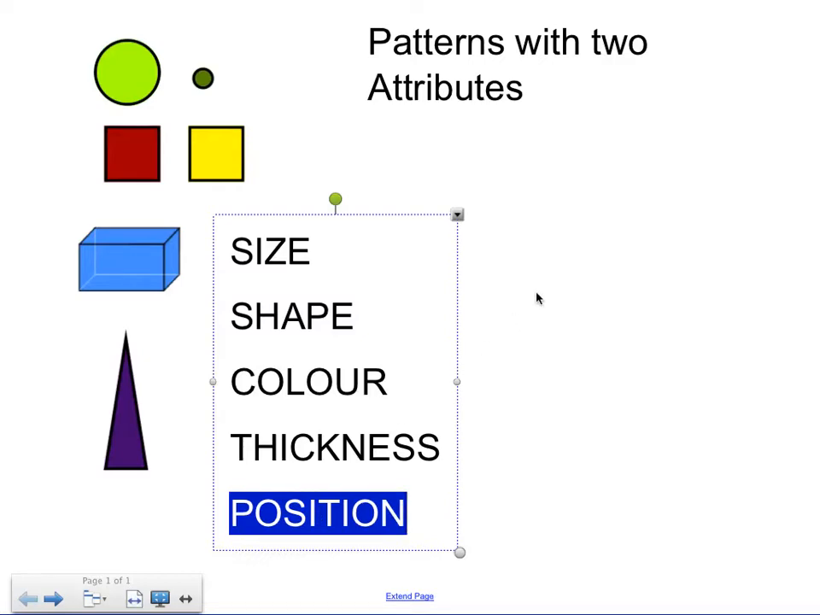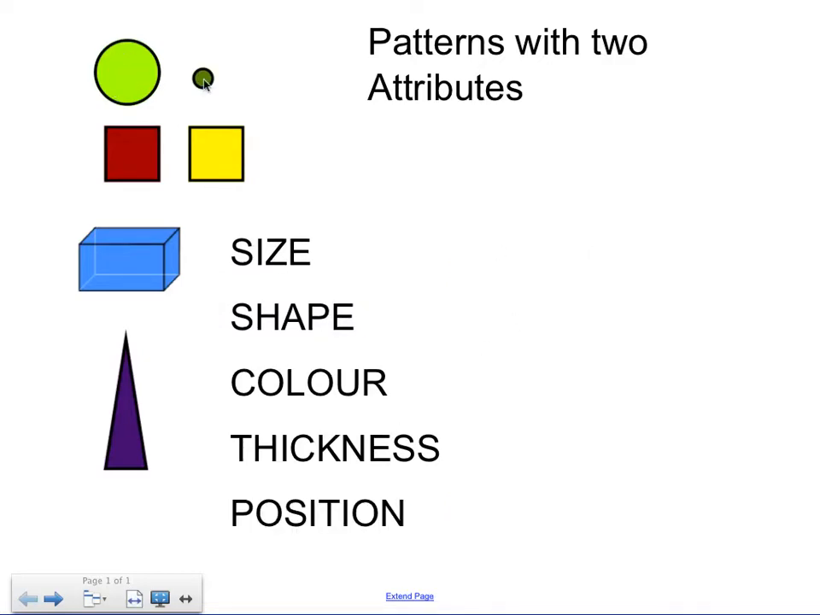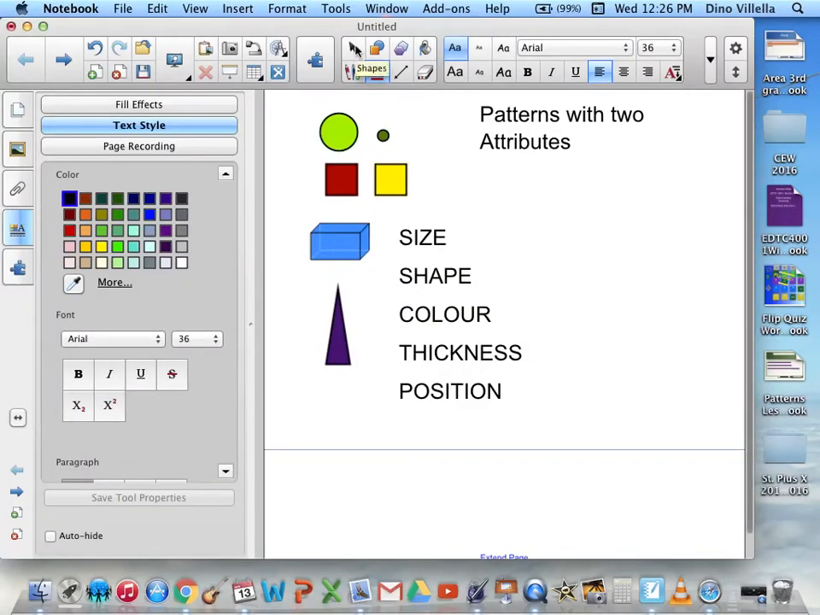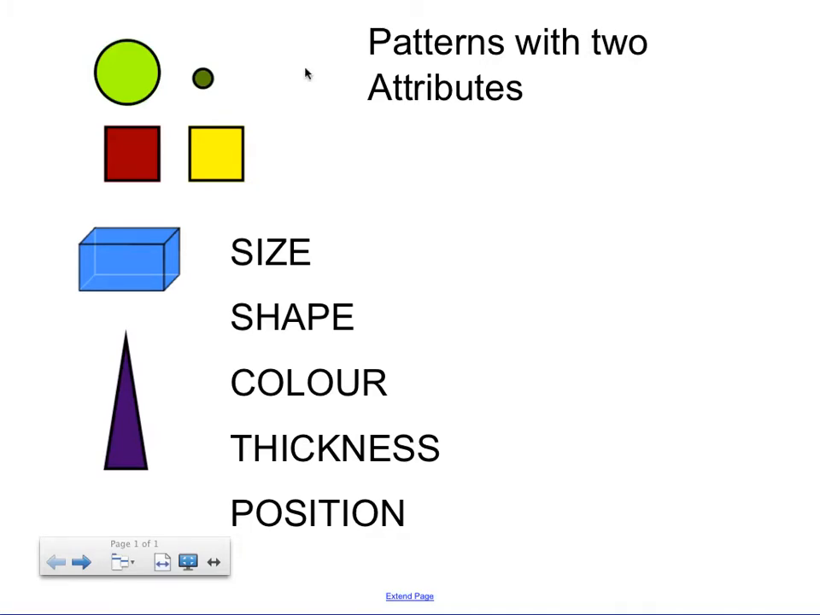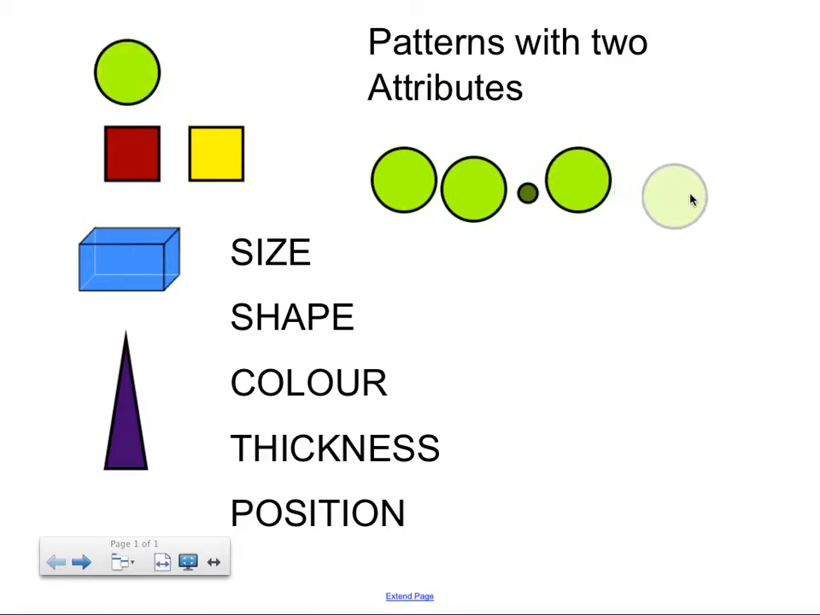Okay, so if you look here, let's just look at size. First off, I have a large circle, I have a small circle. So if I grab a circle and start a pattern, I can do large, large, move it over here, and then small, and then repeat the pattern, large, large, small.